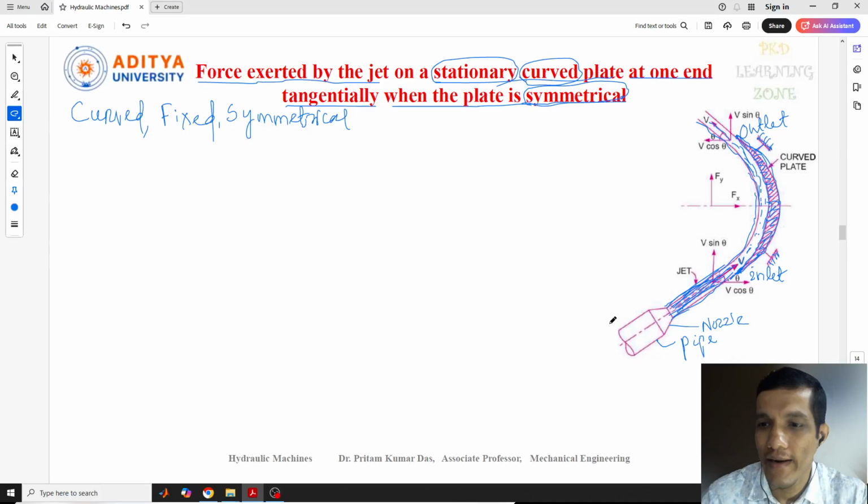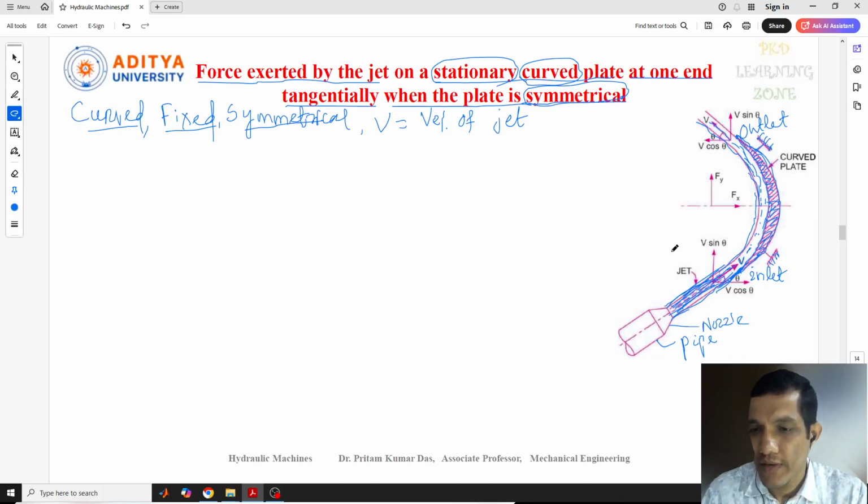So let's consider the jet of water which strikes a curved fixed plate at one end tangentially. As you can see, this fluid is striking tangentially here, and the plate is symmetrical, fixed and curved. We need to consider some parameters. The first parameter is v, equal to the velocity of the jet. Here you can see this is v, the velocity of the jet or velocity of the fluid.